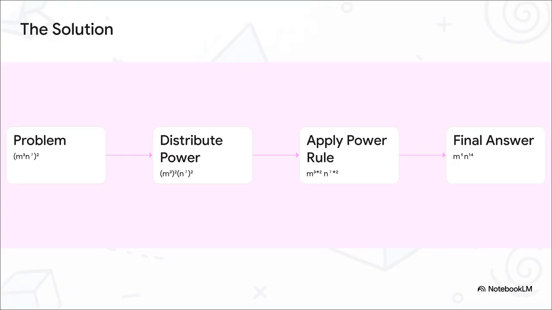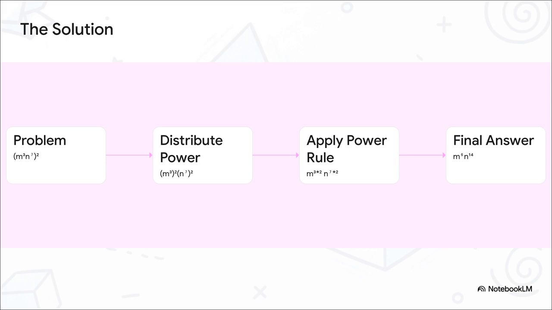All right, welcome back. Let's check your work. So we need to distribute that outer exponent of 2 to both variables. For the m term, we use the power rule. 3 times 2 is 6, giving us m to the 6th. For the n term, we do the same thing. 7 times 2 is 14, giving us n to the 14th. Put them together, and our final answer is m to the 6th, n to the 14th.